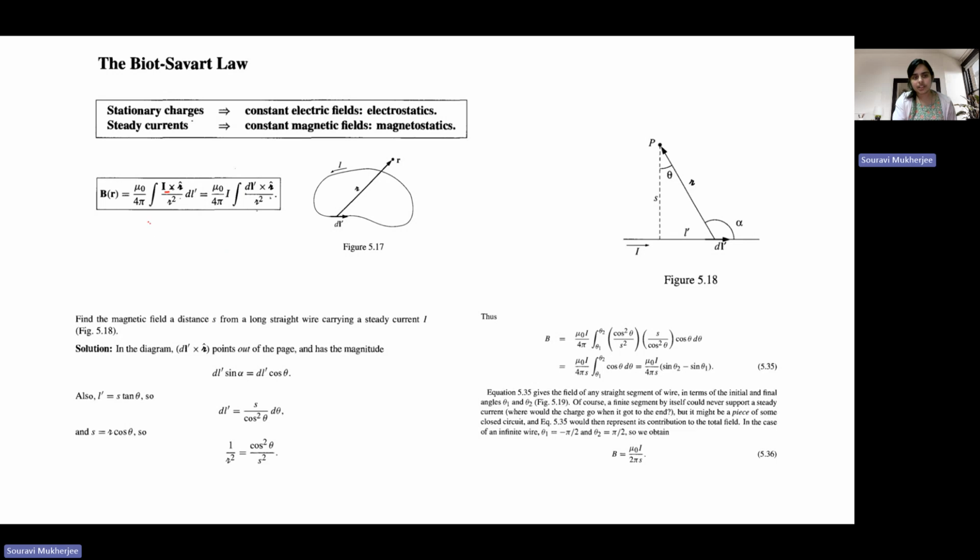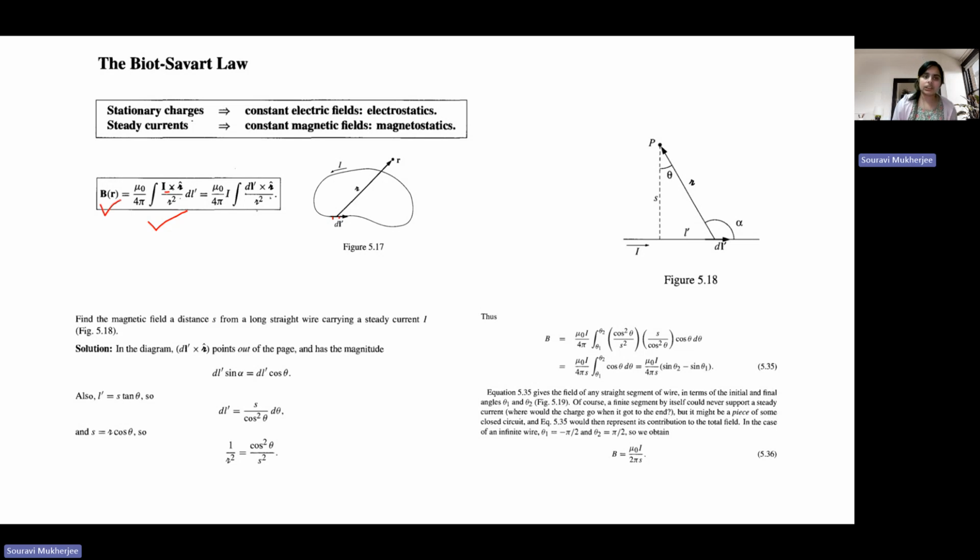So this is the general relation called the Biot-Savart's law, which tells us that at a distance r from this current carrying wire, we can take small line elements along the current carrying wire and do an integral of this form to find the net field. That is your Biot-Savart's law in general.